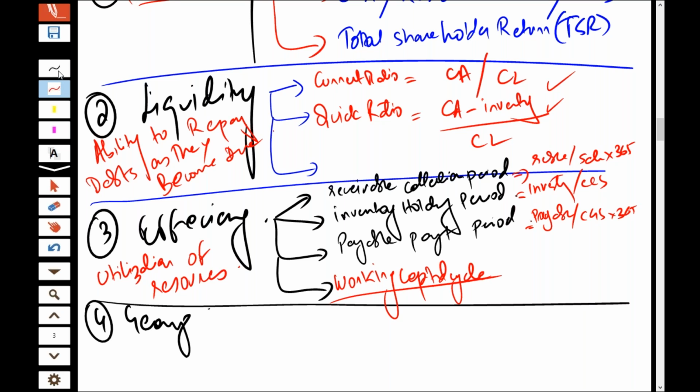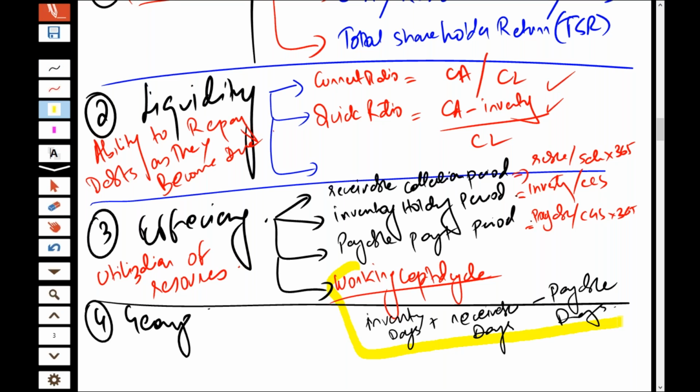And how do we calculate the working capital cycle? It's the inventory days plus receivable days minus payable days. The working capital cycle is inventory days plus receivable days minus the payable days.